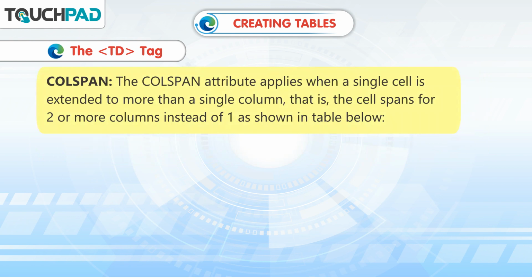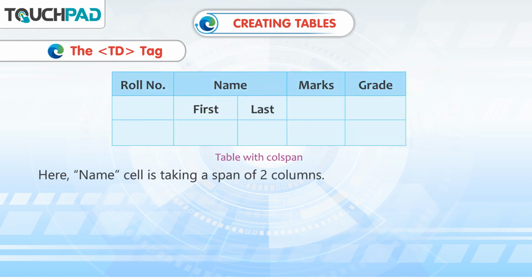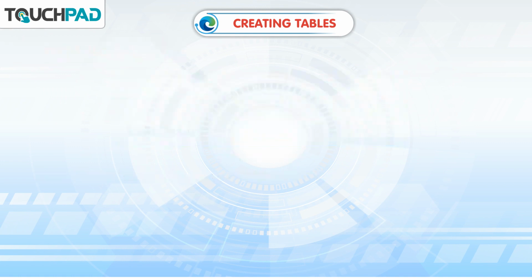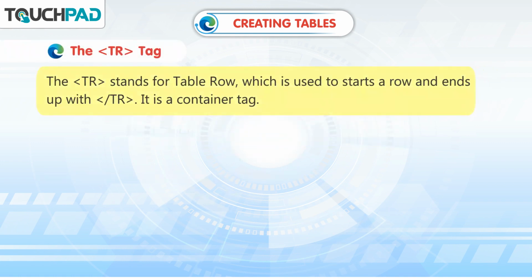Col span. The col span attribute applies when a single cell is extended to more than a single column. That is, the cell spans for 2 or more columns instead of 1, as shown in the table below. Table with col span. Here, the name cell is taking a span of 2 columns. The tr tag. The tr stands for table row, which is used to start a row and ends with /tr. It is a container tag.